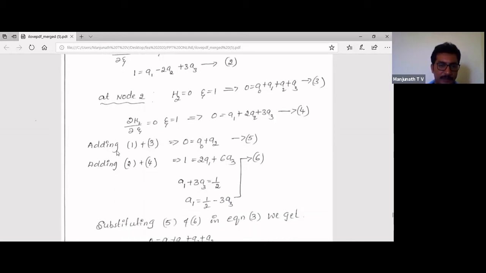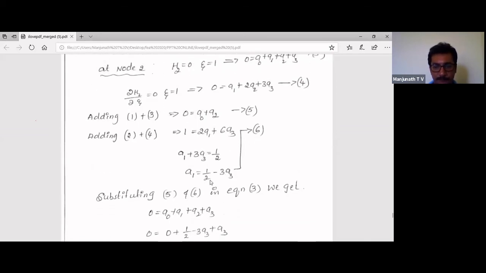Then again, adding 1 and 3, and again adding 2 and 4. Adding 1 and 3, you are going to get an equation like this, and take that as equation number 5. Then adding equations 2 and 4, you are going to get an equation like this. From this you are able to calculate a1, which is equal to 1/2 − 3a3. Then consider this as equation number 6.